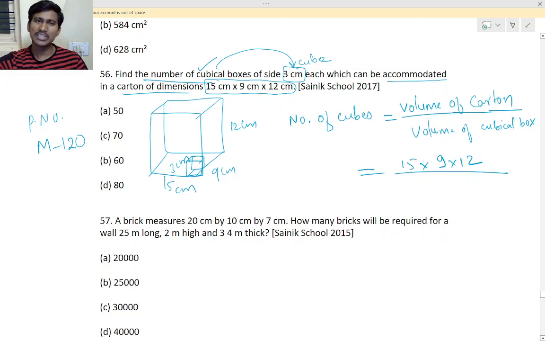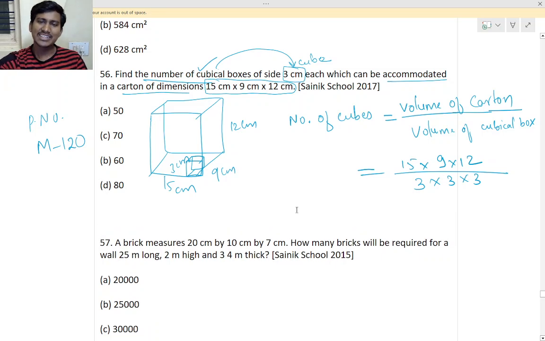Cube means we have to multiply the side 3 times. How many times do we have to multiply 3? Tell me. 3 times. So 3 into 3 into 3. When you cancel this, you will get the answer.